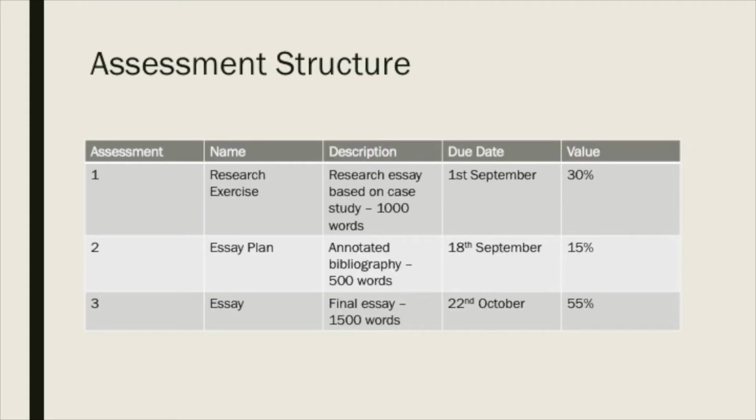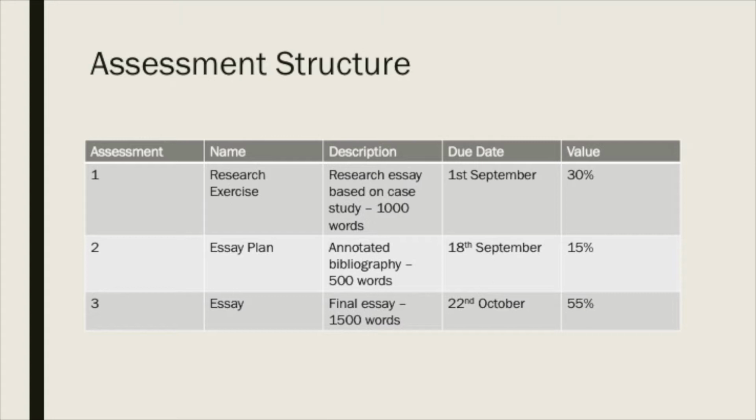Now, this unit has three assessment components. The first is a research exercise, which is a research essay based on a particular case study, and that's worth 1,000 words. And you'll find that that's due on the 1st of September and it's worth 30%. The second assessment is an essay plan, which is basically an annotated bibliography of 500 words, and that's going to be due on the 18th of September, and that's worth 15%.